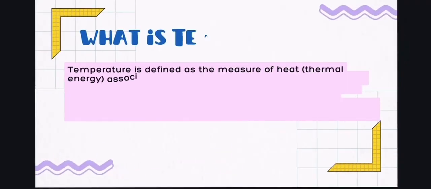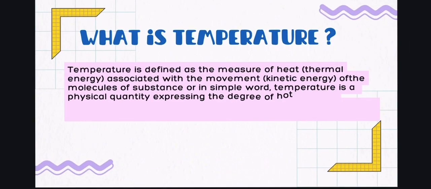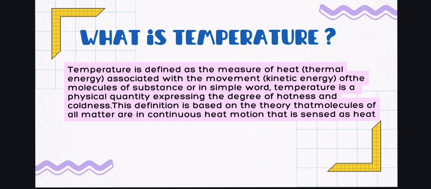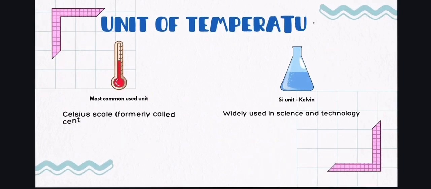What is temperature? Temperature is defined as the measure of heat, thermal energy, associated with the movement, kinetic energy, of the molecules of a substance, or in simple words, temperature is a physical quantity expressing the degree of hotness and coldness. This definition is based on the theory that molecules of all matter are in continuous heat motion that is sensed as heat.